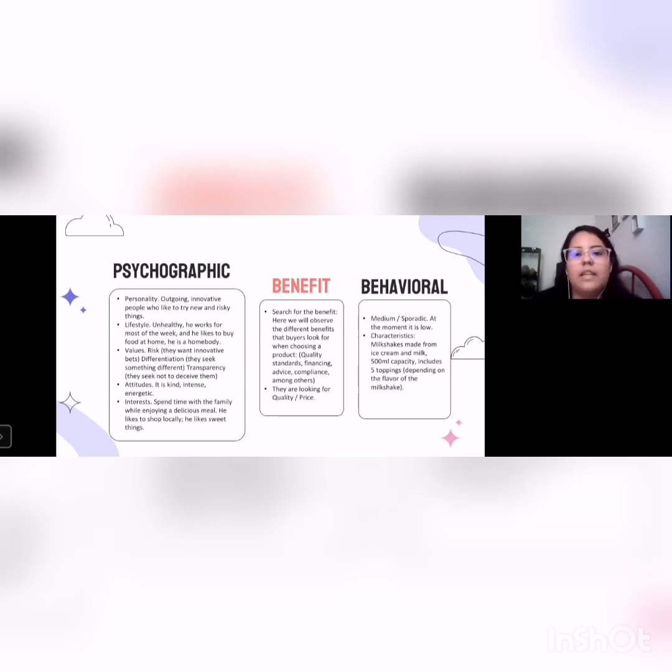The benefits that they bring: here we will observe the difference between the benefits that a buyer looks for when choosing a product, quality standards, financing, advice, compliance, among others. They are looking for a quality price. And the behavior: they only buy when the moment is low. The characteristics of the product is a milkshake made from base ice cream and milk. Includes 5 toppings depending on the flavor of the milkshake.